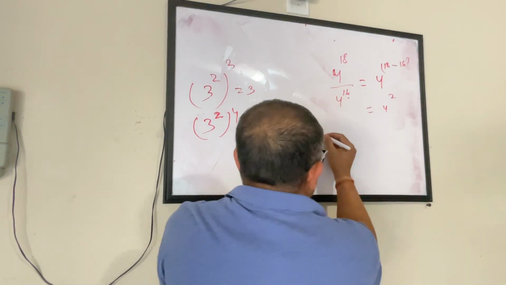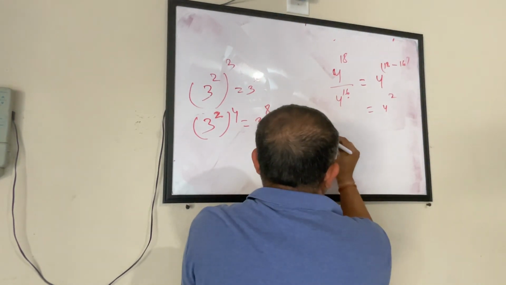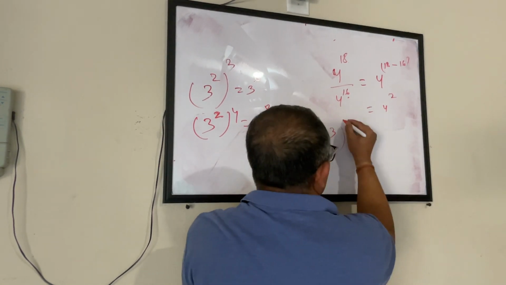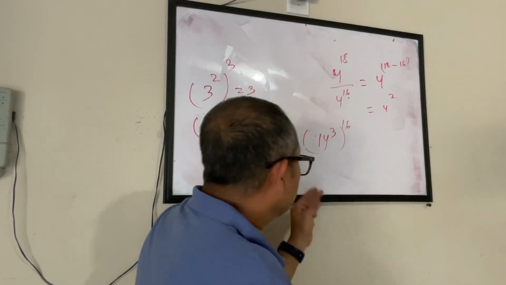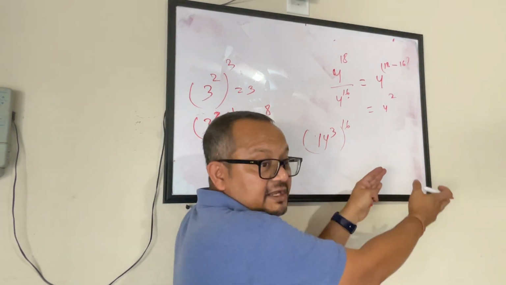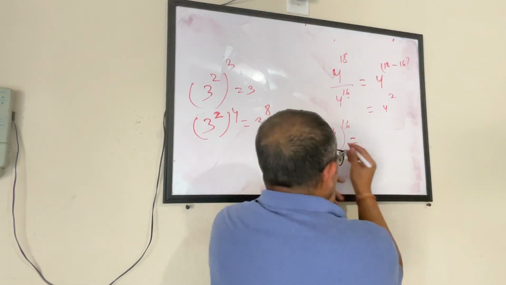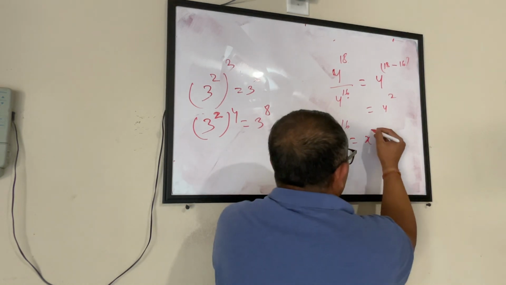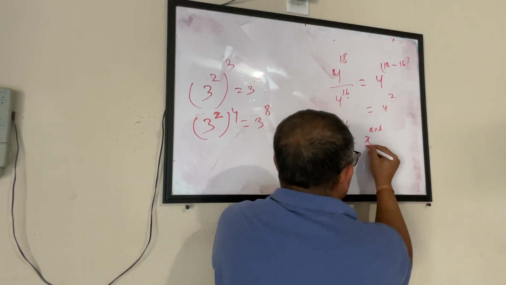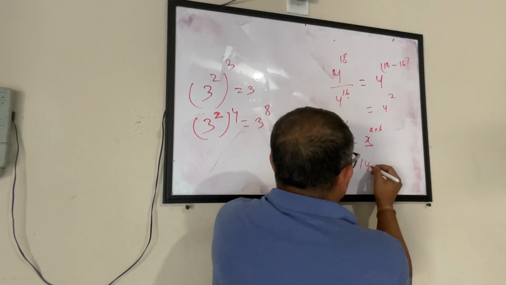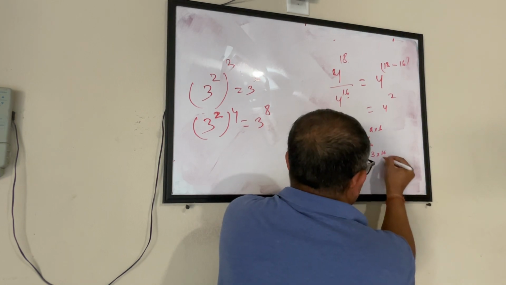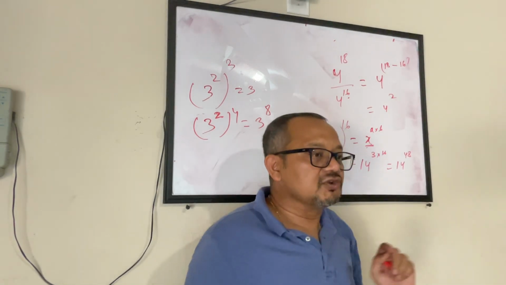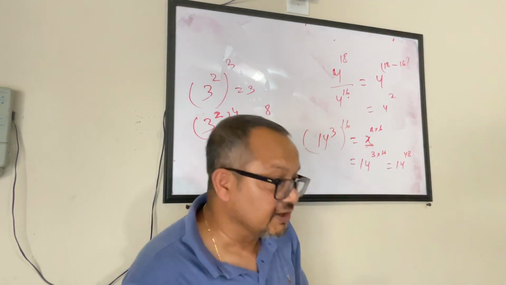Now if anybody says, find out 14 to the power 3, the whole to the power 16. Will you write 14 to the power 3 sixteen times and then add them together? No. You'll say, I know x to the power a, the whole to the power b, is x to the power a into b. Here x is 14, and a into b is 3 into 16. This becomes 14 to the power 48. That's it. So this is what we did in some of the sums.